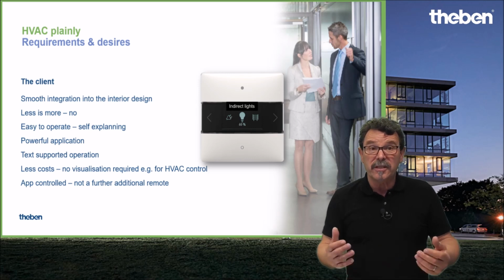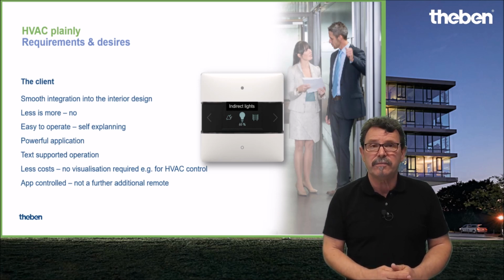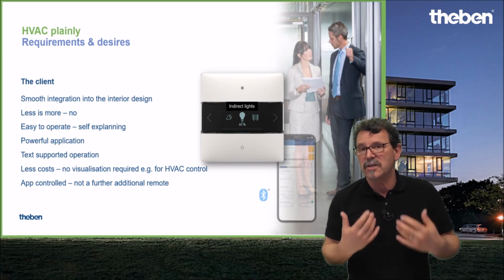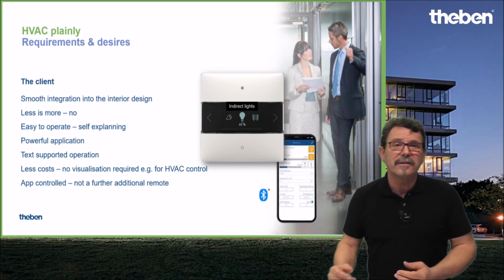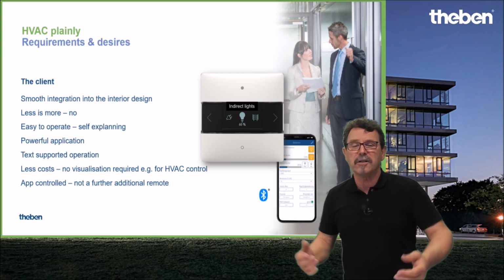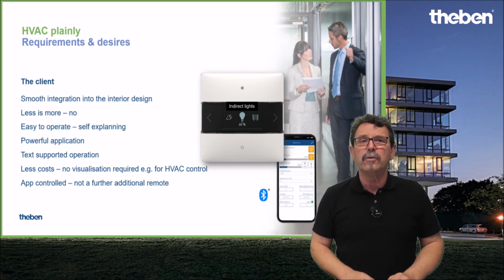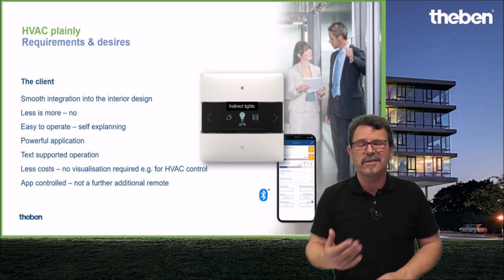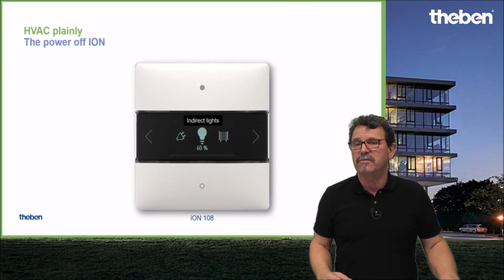So we talk about 20 different functions which can be individually set up, plus room temperature controlling, which is really powerful. And by the way, don't forget, there are some desires as well, for instance app control, like you see here. That means not another additional remote which is somewhere on the table. No, your mobile is with you, and with your mobile you have the control and the access to do all this remotely. So this is really comfort, I have to say.